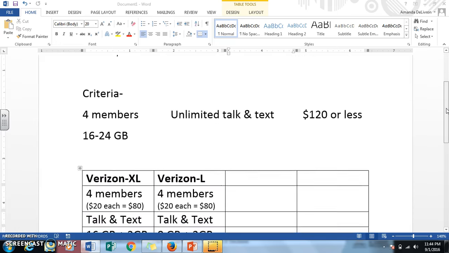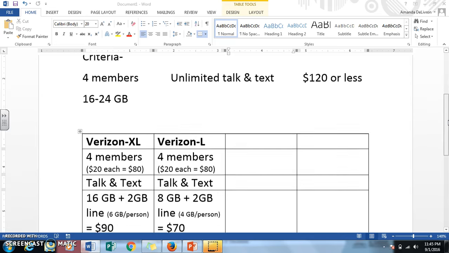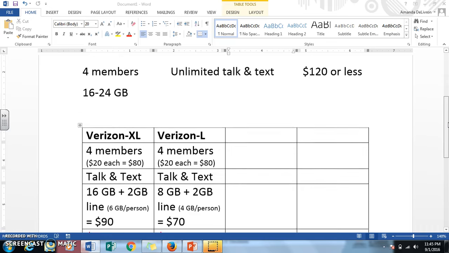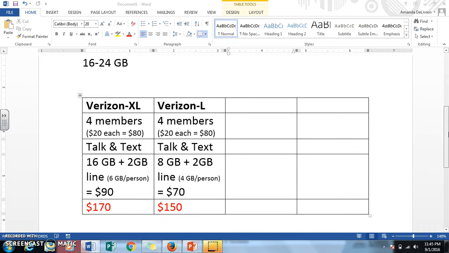We described our criteria. It needed to be a cell phone plan for at least 4 members. It needed to have unlimited talk and text for Selena's brother in college. I said that it should try and be $120 or less per month, and we said that 16 to 24 gigabytes would be great for the family.